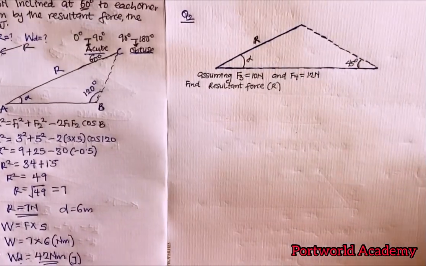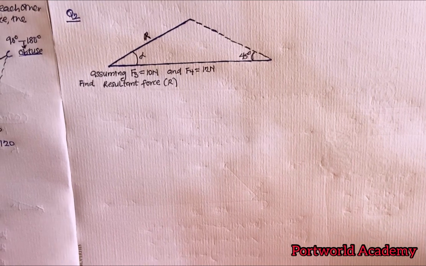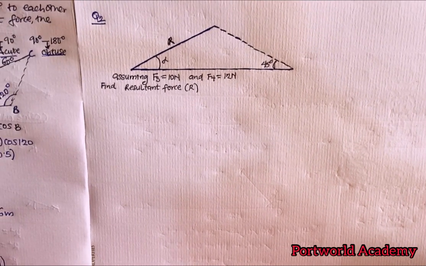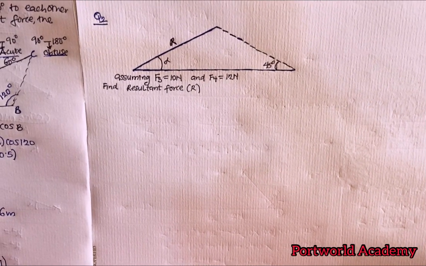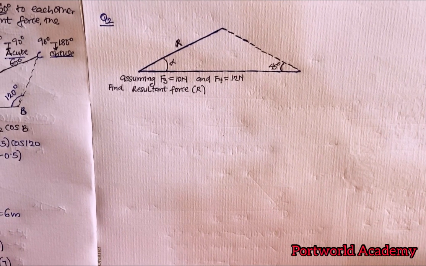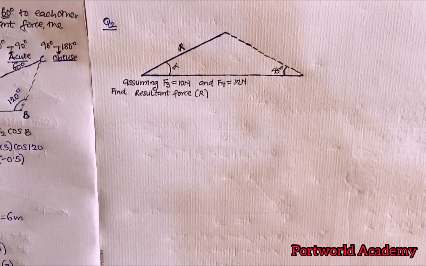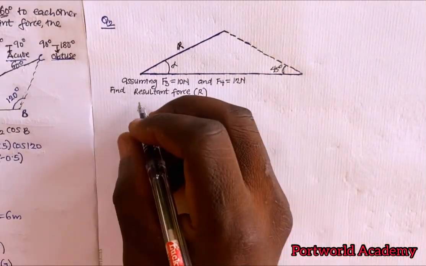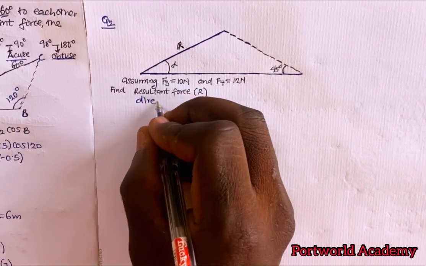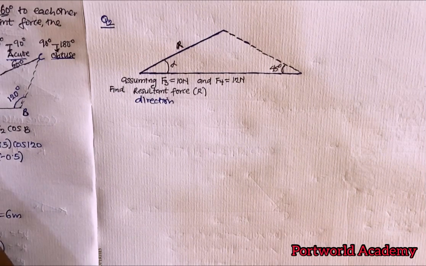So question 2 in this case, assuming our force F1 is 10, force F3 here is 10 Newton and force F4 is 12 Newton. We are asked to find the resultant force R, and at the same time, let me just include direction in this case. So it's very simple.